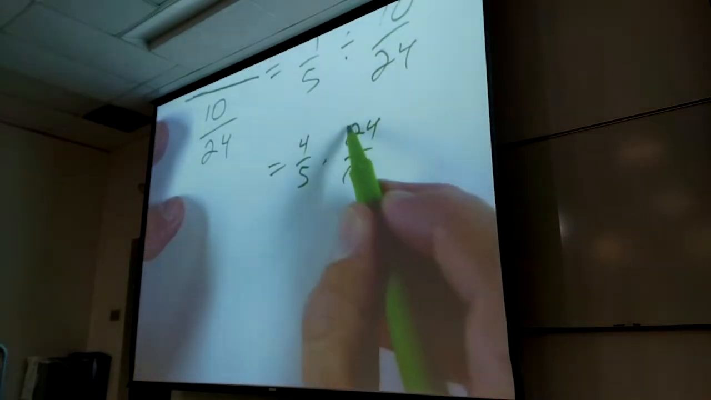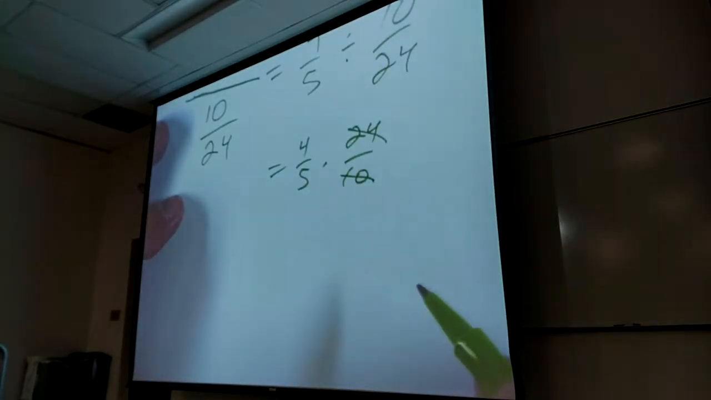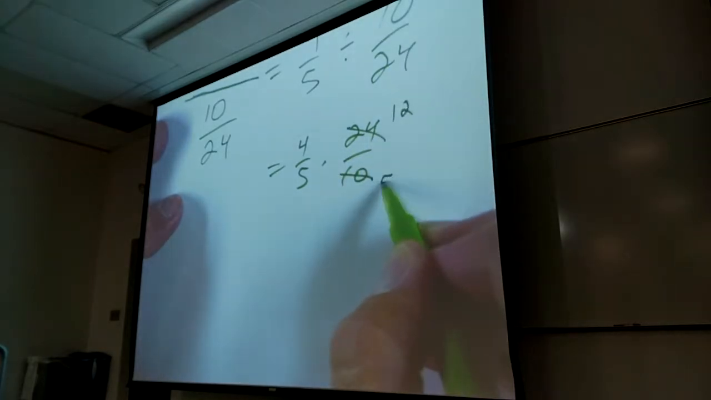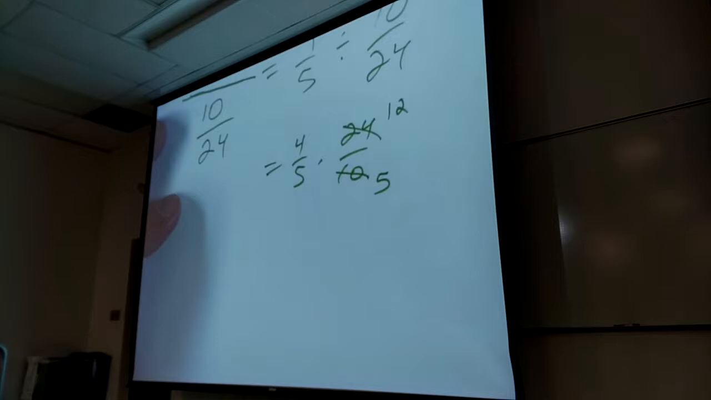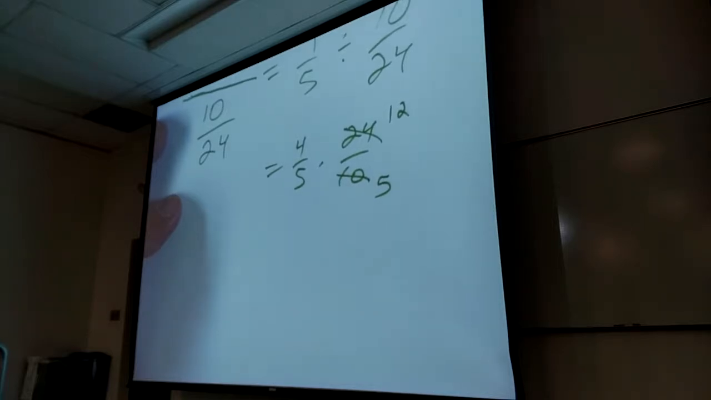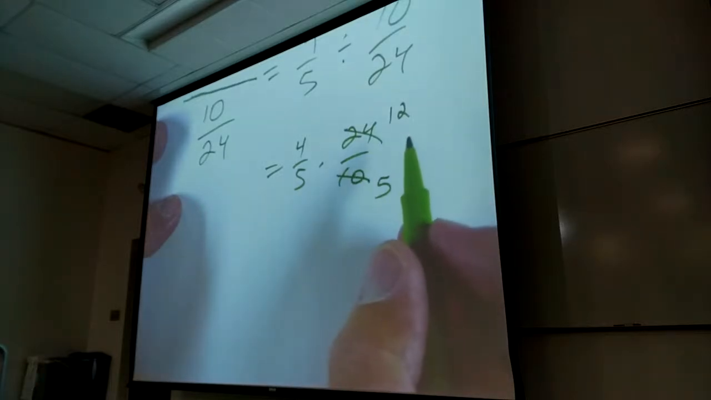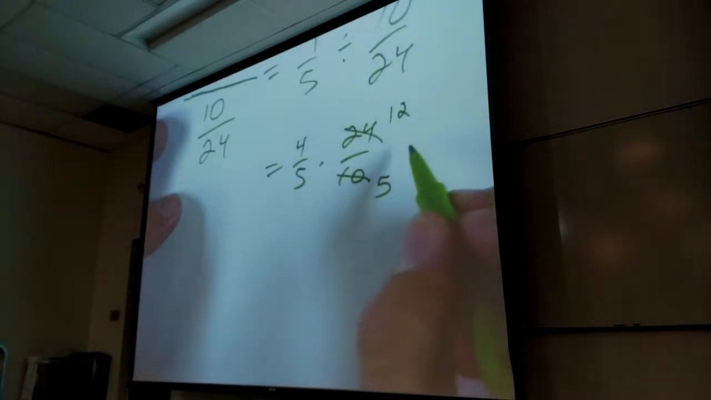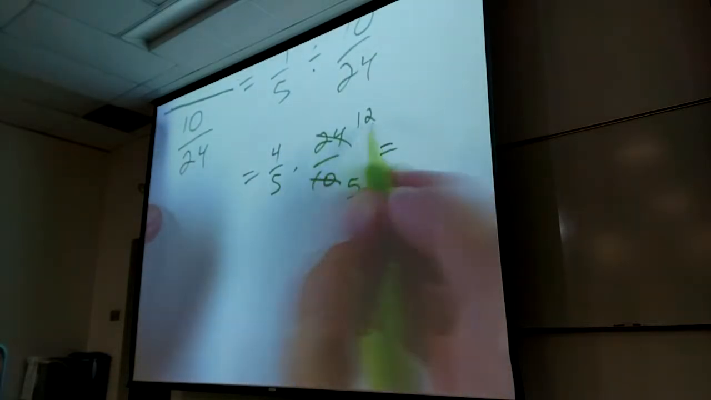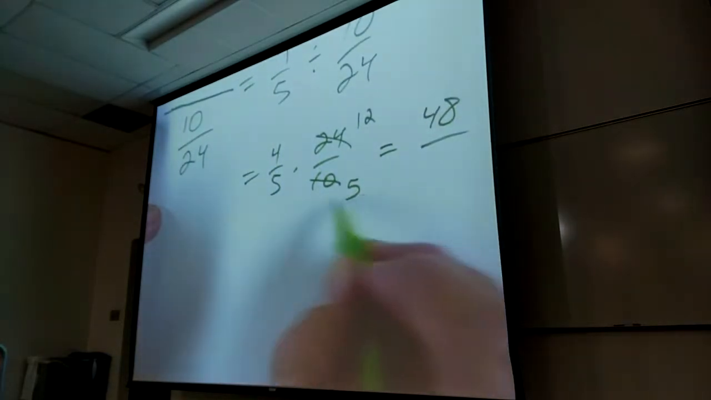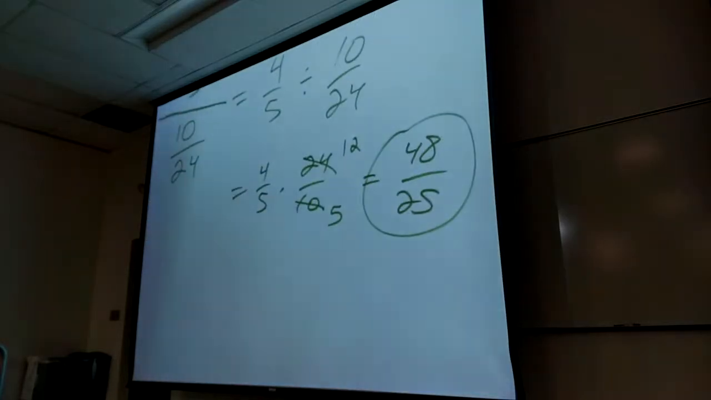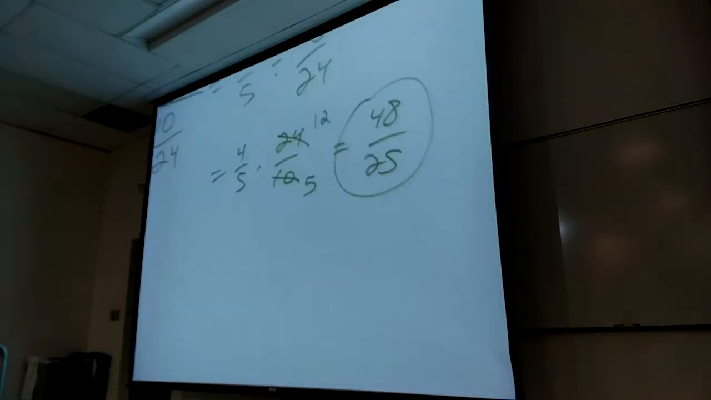So here I could reduce right here, right? This would be 12. Can you reduce anything else? I like it, because if it's across from each other, what are they doing to each other? Multiplying, so nothing would cancel them. So I end up with 48 over 25. Cool. Okay. So let me make it a little bit worse.